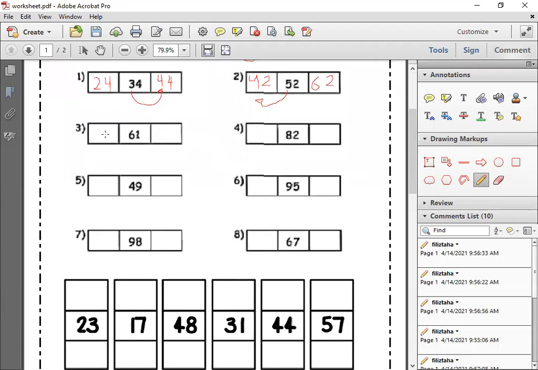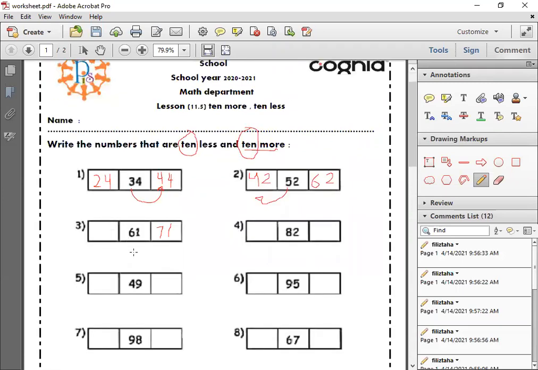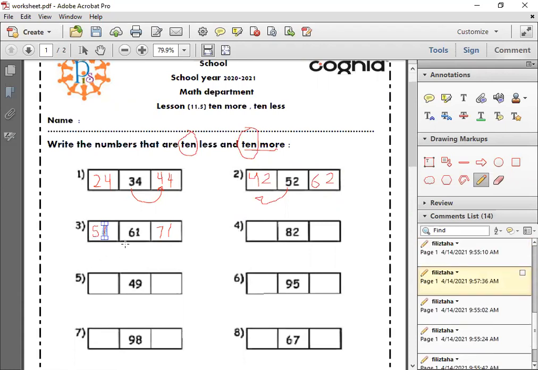61. I want to know the number that is 10 more than 61. The number that is 10 more than 61 means the ones will be the same. 10 more means the number that comes after 6, which is 7. Okay? Now I want to know the number that is 10 less than 61. 10 less means the ones will be the same, and 10 less means the number that comes before 6, which is 5. If I say 10 more or 10 less, that means I'm going to change the tens, not the ones.